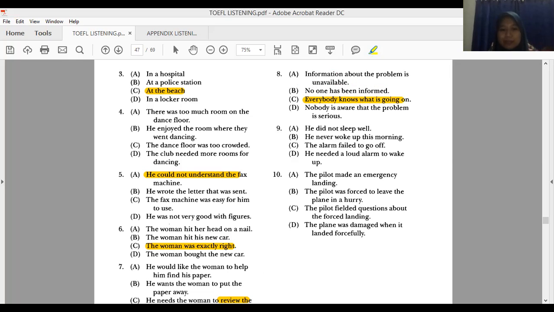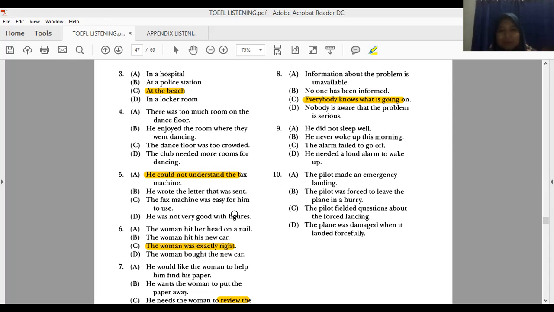Number 9, Miss Arifa. Sleep well last night? If the alarm were not so loud, I would never have woken up. Your answer, Miss Arifa? Okay, I guess you were saying something, but we couldn't hear it. Mr. Farhan, how about you, number 9?